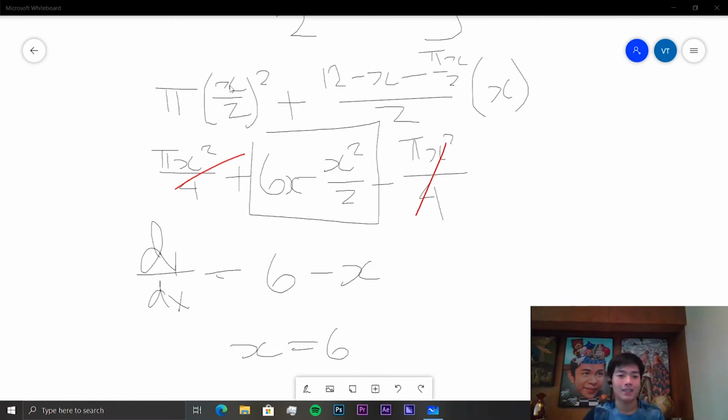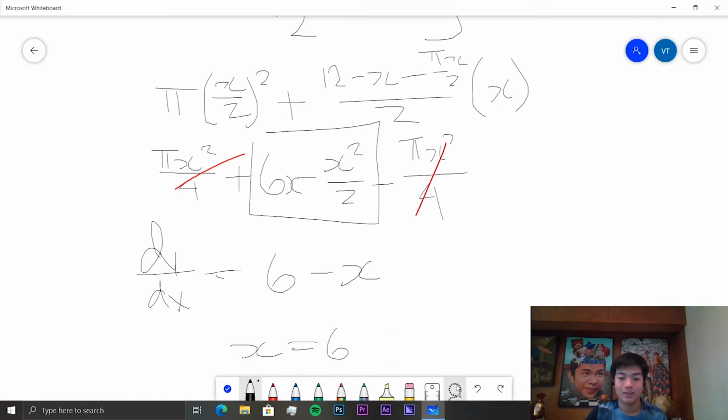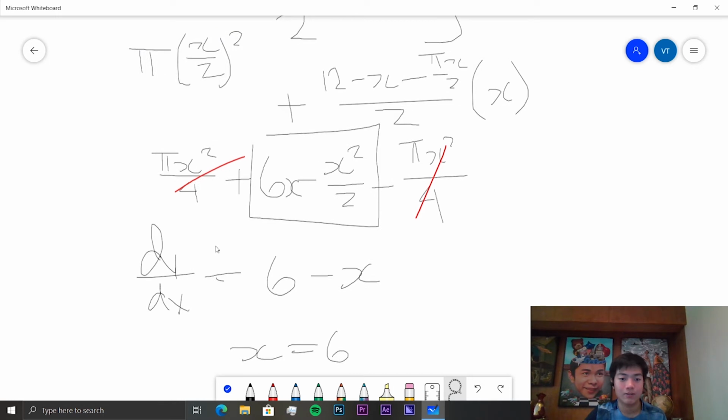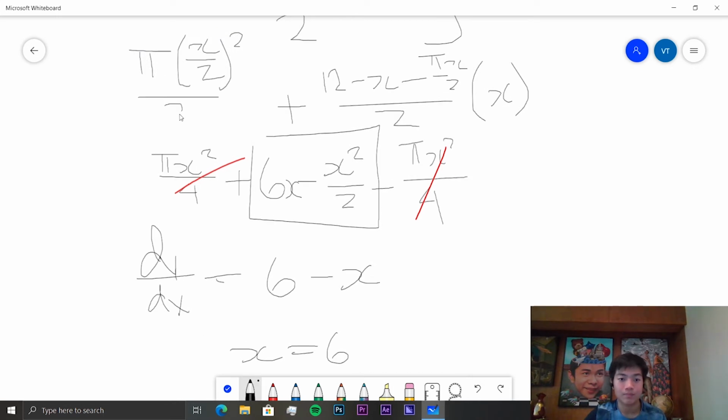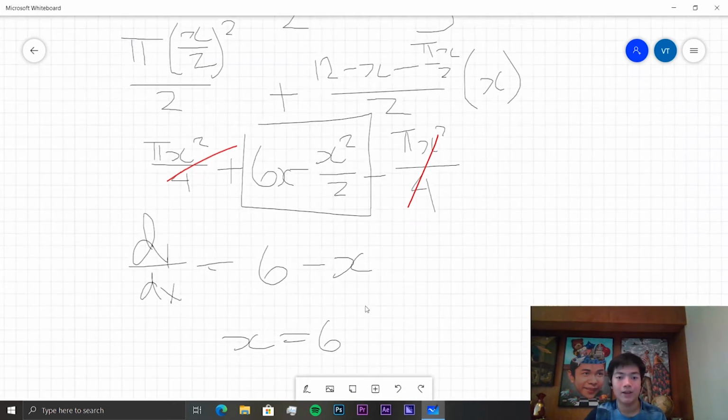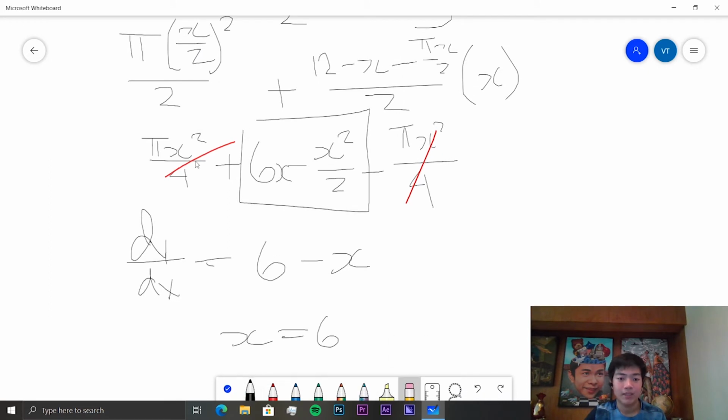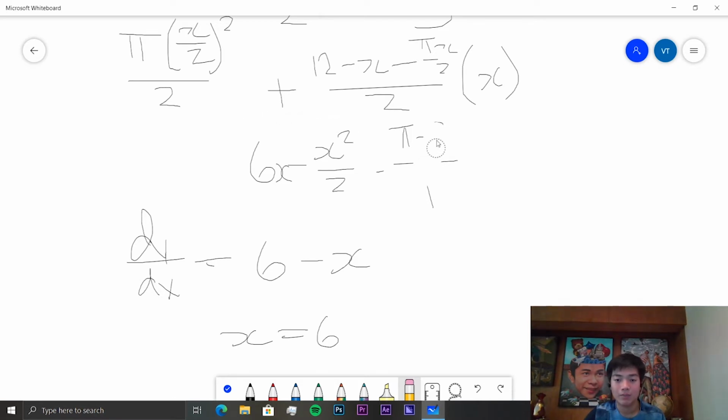I just realized this calculates the area of the entire circle when we only want to really calculate the area of half of the circle, so we have to divide this by 2. So actually, the final formula that we should get is 6x minus x squared over 2 minus pi x squared over 8.